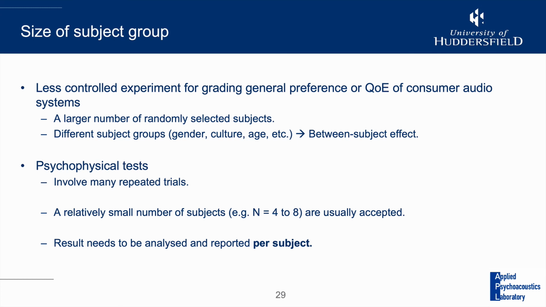So if the main focus is to examine human ability to detect or discriminate between different stimuli, then it is acceptable to use this kind of small number of subjects. But the important thing is that the results need to be reported per subject before you average the result. But after you obtain the individual results, then those results can be grouped together, and you can have group mean and the confidence intervals, if you like.